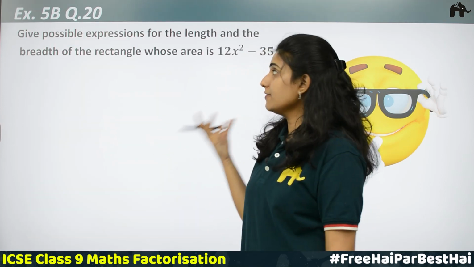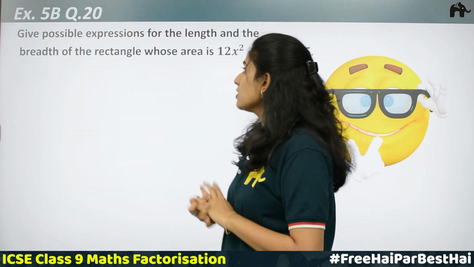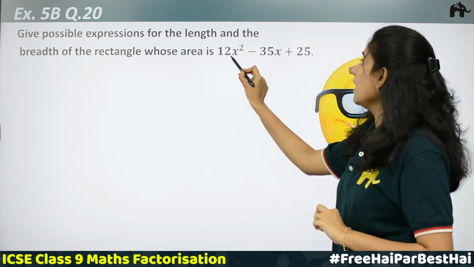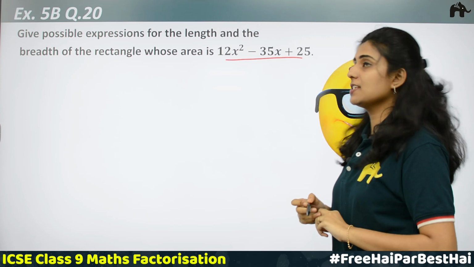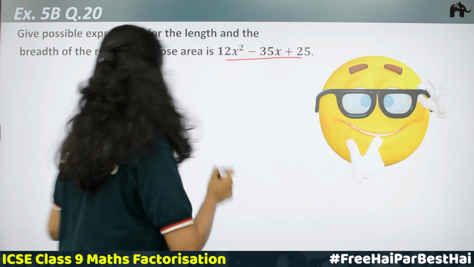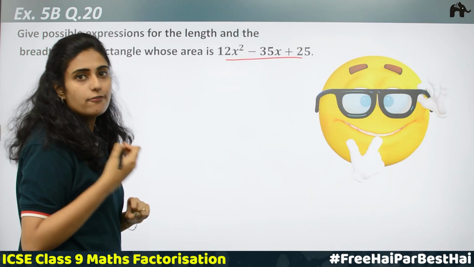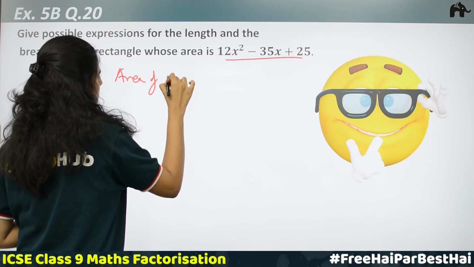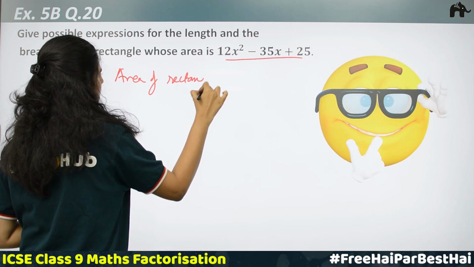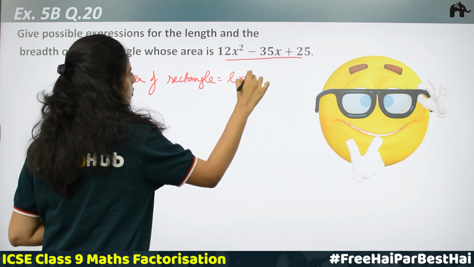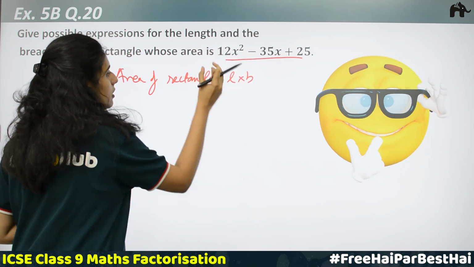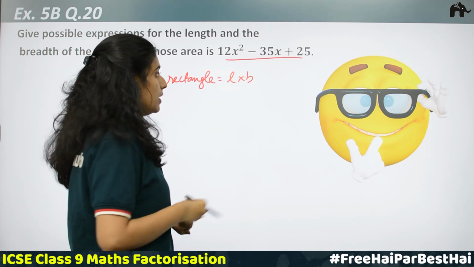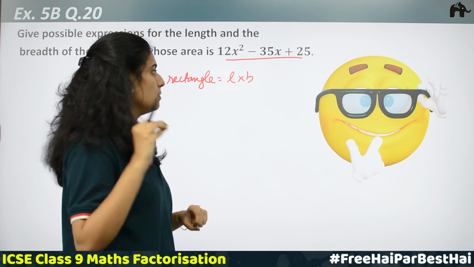Question 20 of exercise 5B, this is the last question for today. Give possible expressions for the length and the breadth of the rectangle whose area is 12x square minus 35x plus 25. So, here how to find the area of a rectangle? We know area of rectangle is equal to length into breadth. So, if you have length 2 cm and breadth 3 cm, then the area will be equal to 2 into 3, 6 cm square.